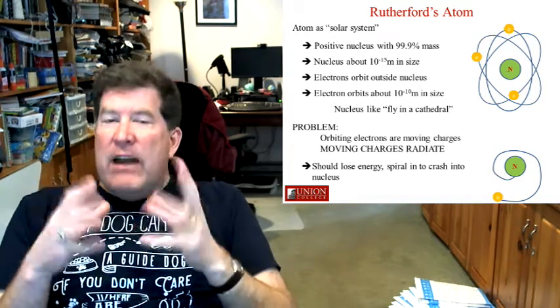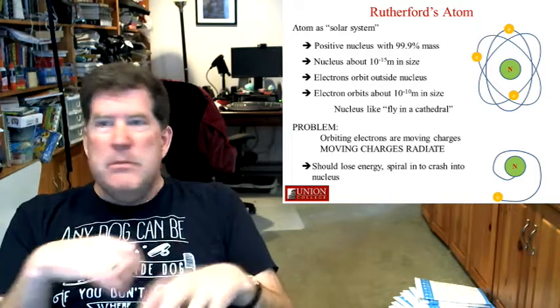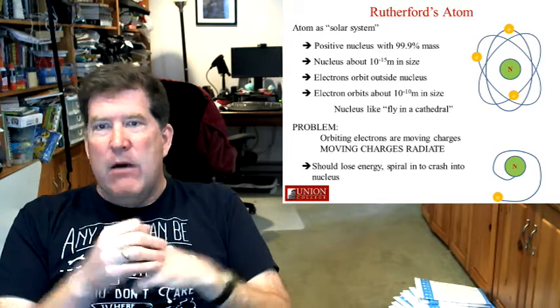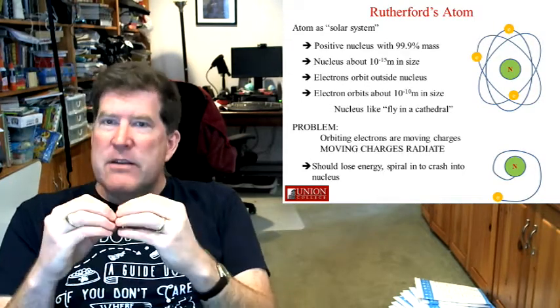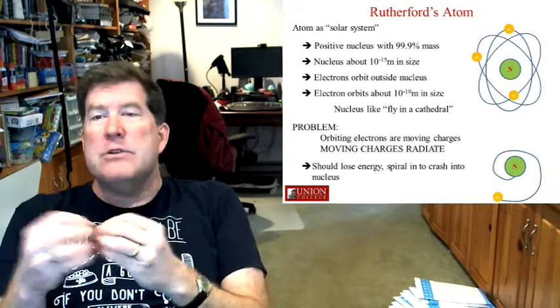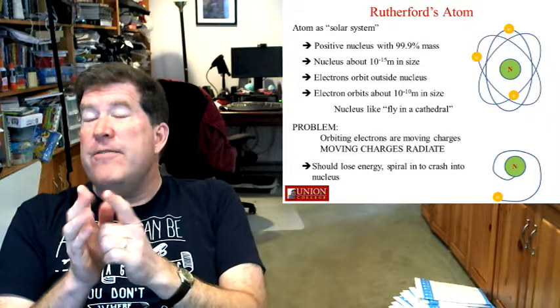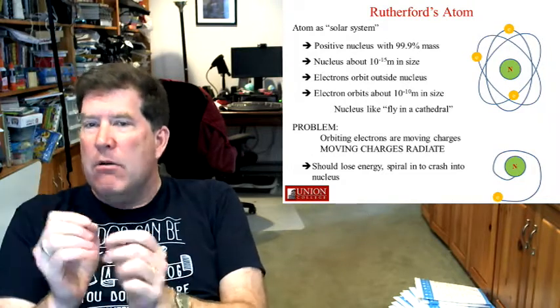This makes a very satisfying sort of cartoon picture, right? You can think of the atom like a little solar system. This is a cartoon version of an atom that we have now. And we know now that this is the way things work. You have a positive nucleus that has 99.9% of the mass of the atom in it. That nucleus is about 10 to the minus 15 meters across.